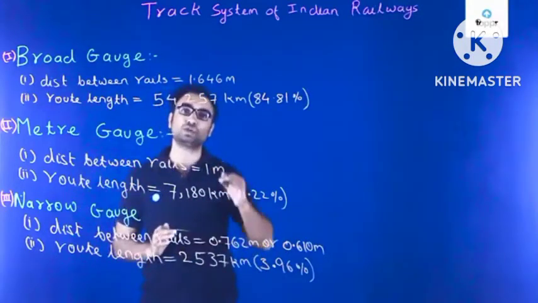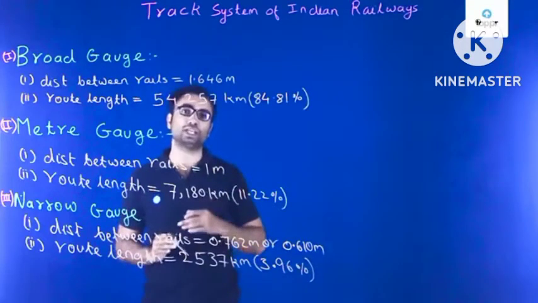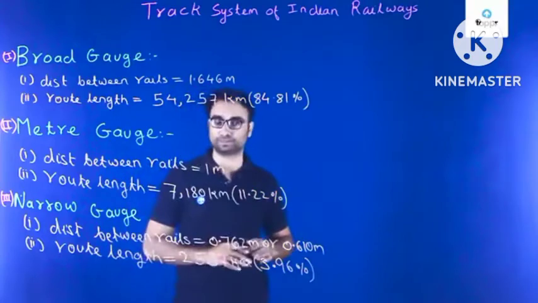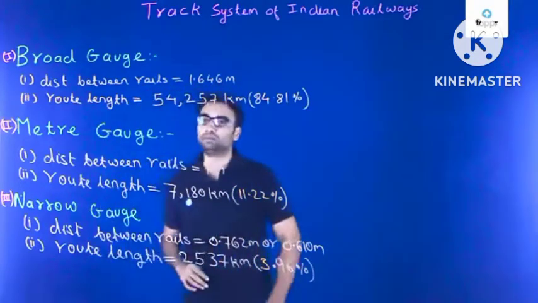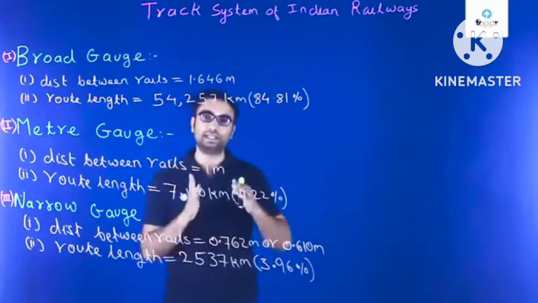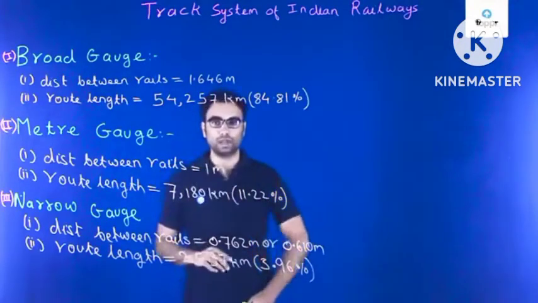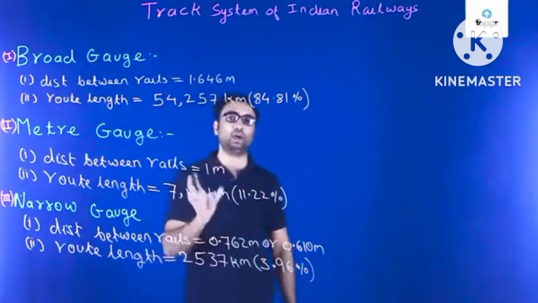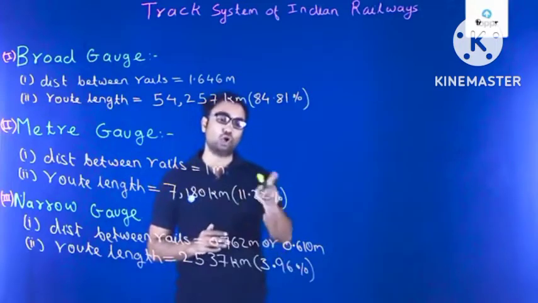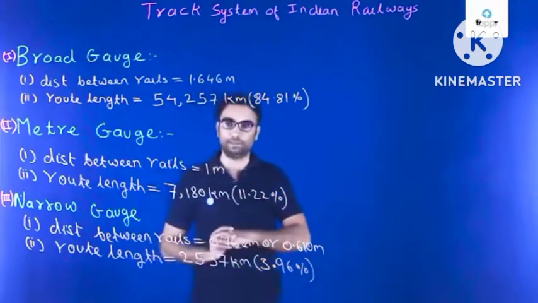It is the most important railway line in India which is used for transportation of people as well as goods. Let us see the next category, that is meter gauge. Remember students, for meter gauge, the distance between the two rails will always be 1 meter. It covers almost 7,180 kilometers, that accounts to almost 11.22% of the total railways in India.